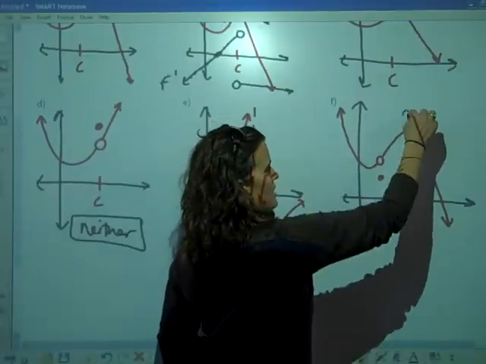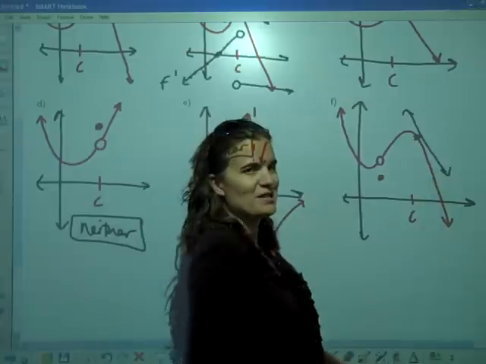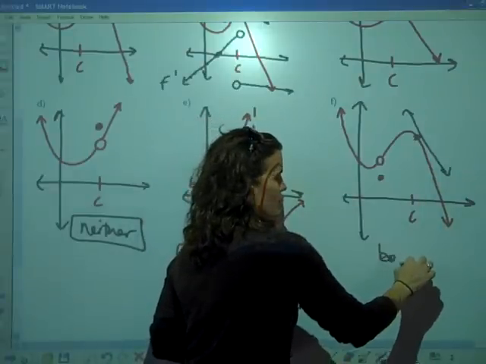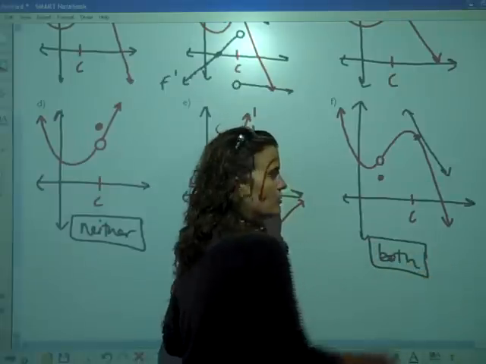We drew in a unique tangent line. If that was a perfect tangent line there, there would just be one unique tangent line. So we would say that this function is both continuous and differentiable.